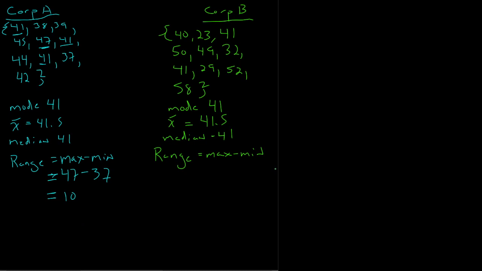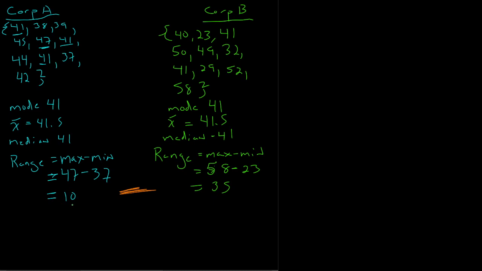Well, let's compare that to Corp B. So the highest is 58. And the lowest was, let's see, what is the lowest running here? 23. And so 58 minus 23 gives me 35. And so this data covers a different amount of our space. This is spread out more. This is spread out less.